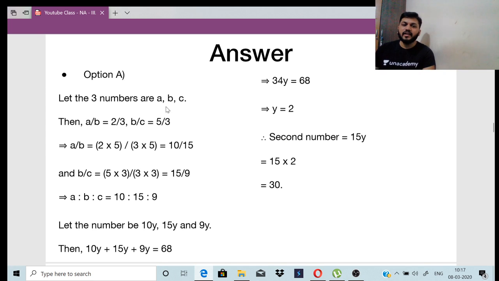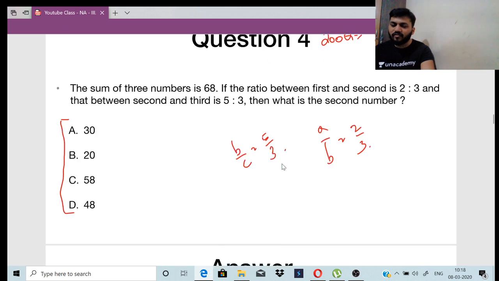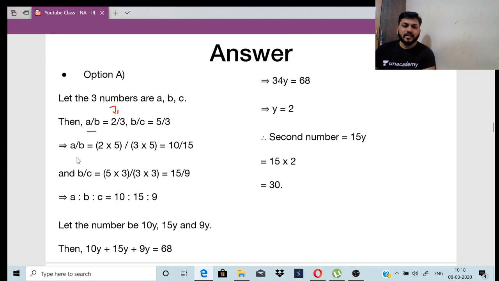Let the 3 numbers be A, B, C. A by B is given as 2 by 3, the first and the second. Second and the third, B by C is 5 by 3. This they have already given. So solve it. A by B is 2 into 5 divided by 3 into 5. 2 by 3 means total quantity is 5. So 2 into 5, 10, 3 into 5, 15. A by B will become 10 by 15.